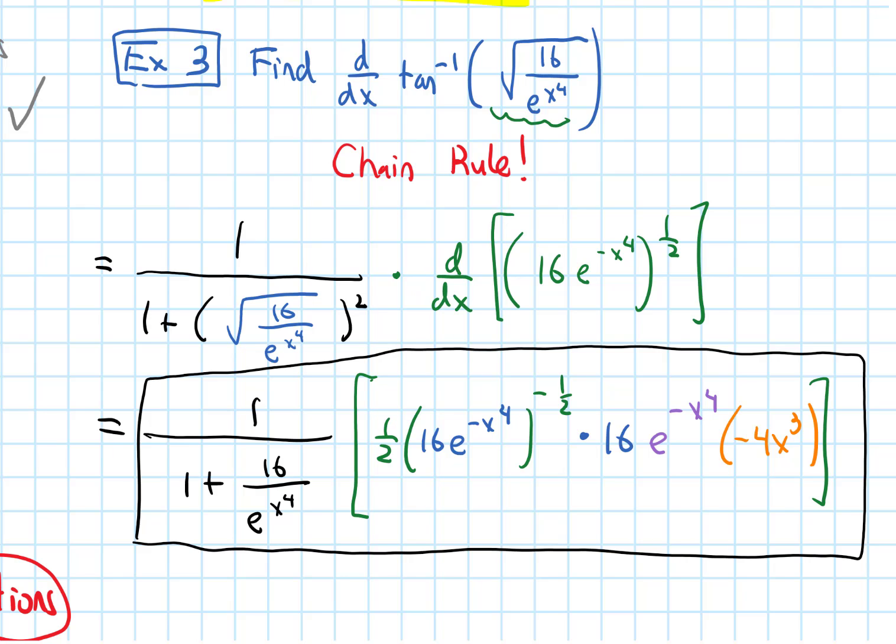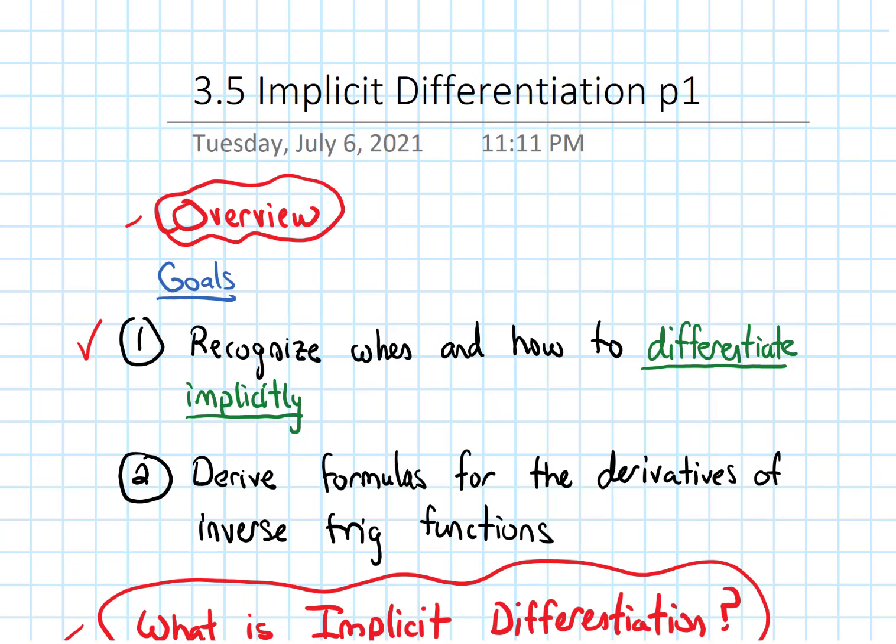So this problem actually had, I think, about 3 nested chain rules inside of one another. So in terms of our goals for this section, we finished our last goal, which was coming up with formulas for the derivatives of inverse trig functions.